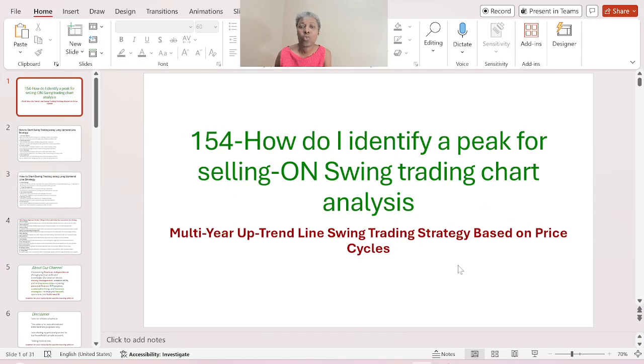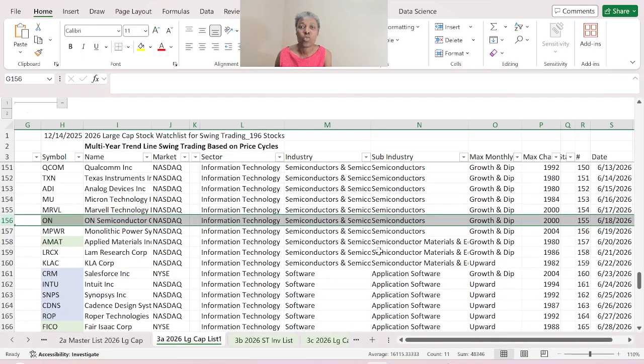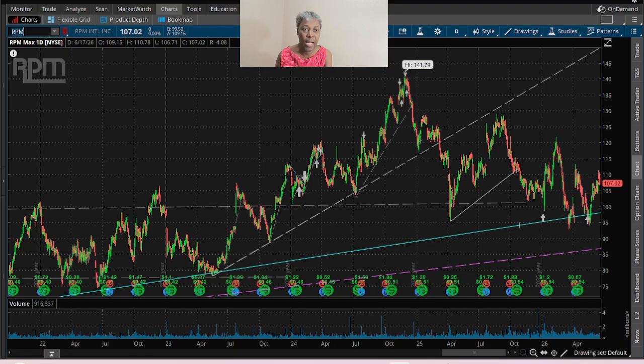Hello, how do I identify a peak for selling stocks when it comes to swing trading? Well, I like to use the all-time highest price as my default exit point. Let's take an example of ON as of June 18, 2026 to analyze.